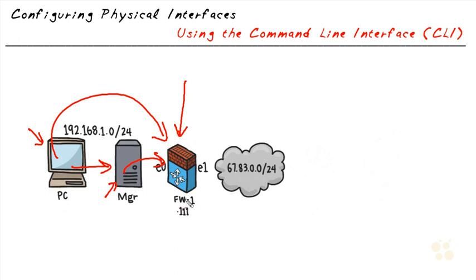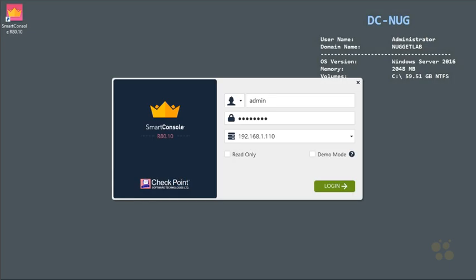So for our demonstration and lab, let's do this. Let's start at the PC. We'll start at DC NUG as the computer. We'll launch Smart Console over to the manager, and then we'll open up a SSH session from the manager over to Firewall 1. So here on our computer, DC NUG, we'll go ahead and connect over to the security manager at .110 by logging in as admin.